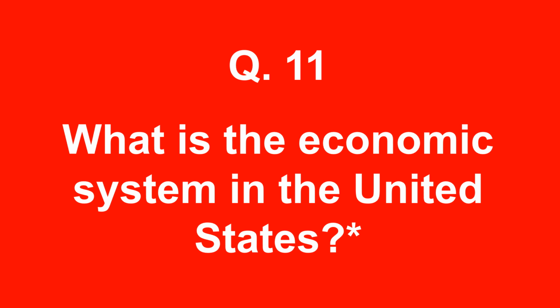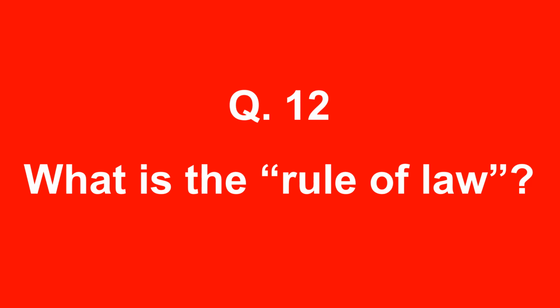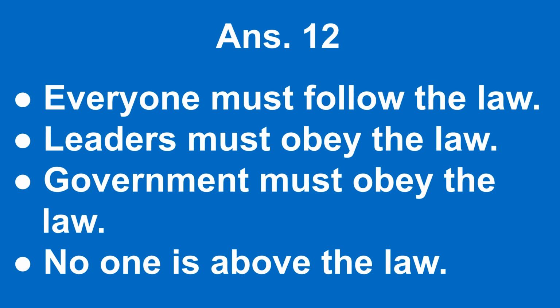What is the economic system in the United States? Capitalist economy, market economy. What is the rule of law? Everyone must follow the law. Leaders must obey the law. Government must obey the law. No one is above the law.